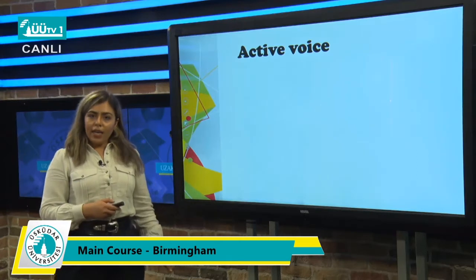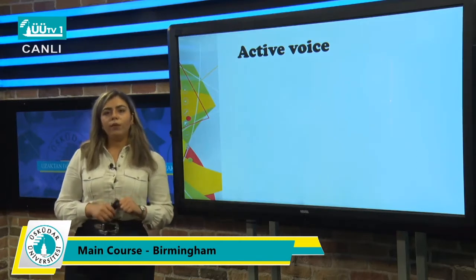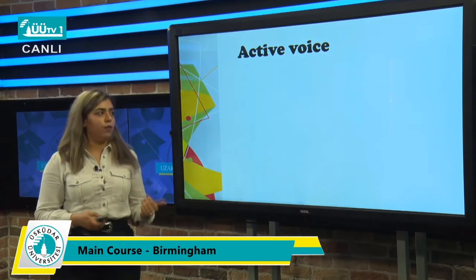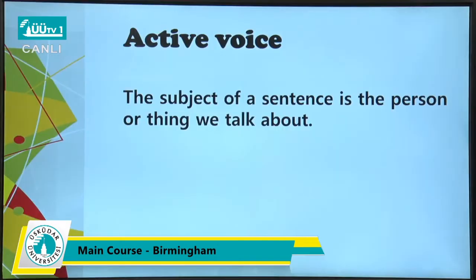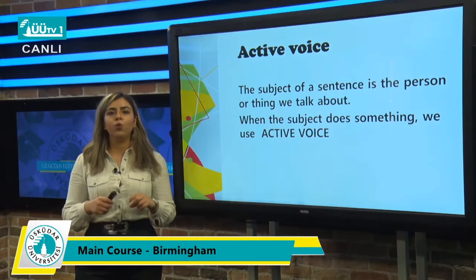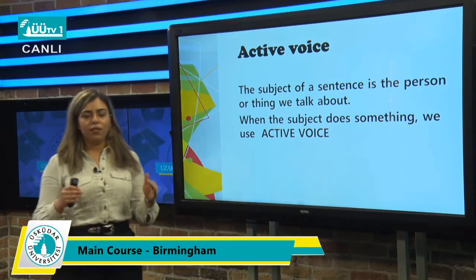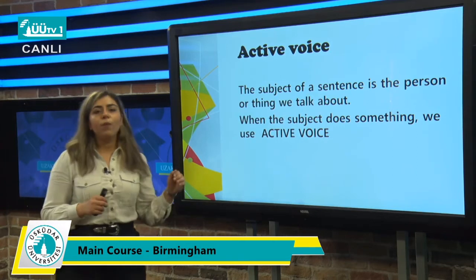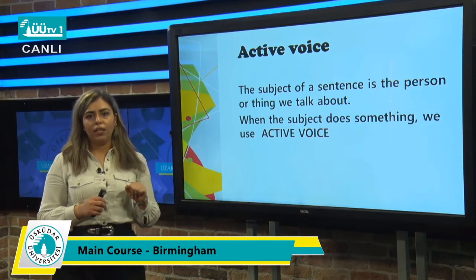Normally we have active voice and passive voice. What is an active voice? The active voice is the subject of a sentence, that is the person or thing we talk about. So, when the subject does something, we use active voice. So, in active sentences, the subject is the doer of that sentence, of that verb. So, the subject is the most important thing in the sentence.